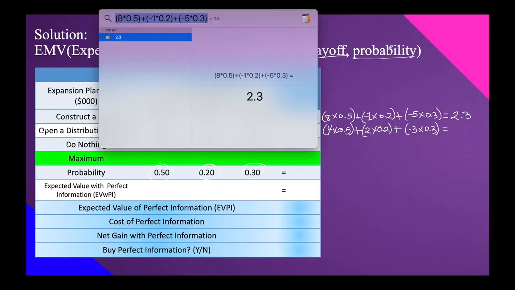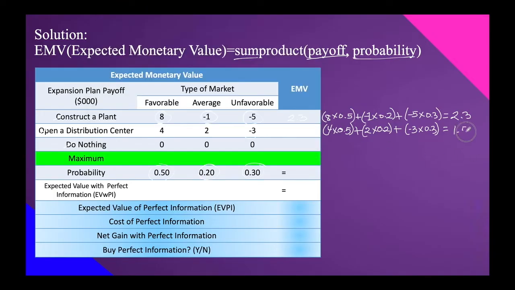Let's change na lang itong value ng 8 into 4, negative 1 to 2, and negative 5 to negative 3. Answer is 1.5. So, let's write here 1.5, EMV for opening a distribution center. And of course, we don't need to compute this anymore because lahat is multiplied sa 0. Basic rule ng mathematics, all numbers multiplied into 0 is equivalent to 0. So, meaning to say this will be 0.